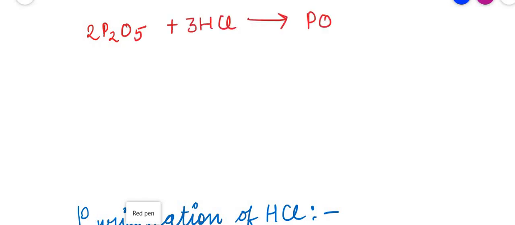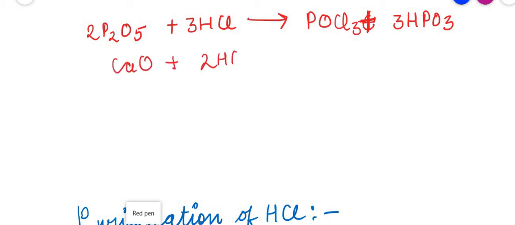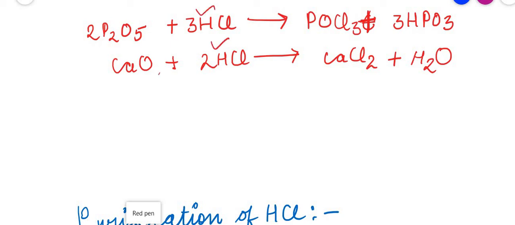ठीक है, कैसे? For example, we have 2P2O5 along with the HCl molecule. There is a formation of phosphorus oxychloride, that is POCl3, along with a formation of phosphoric acid. यहाँ पे phosphoric acid formed हो जाएगा. The next reaction is HCl with calcium oxide, giving calcium chloride with the release of a water molecule. So they are reacting with our HCl gas. That's why these drying agents cannot be used.